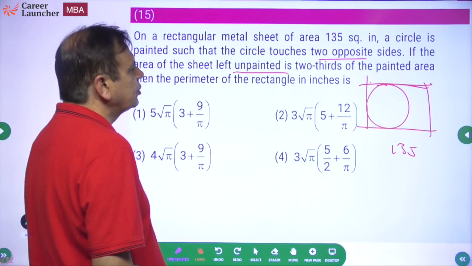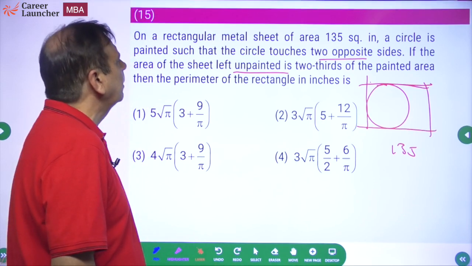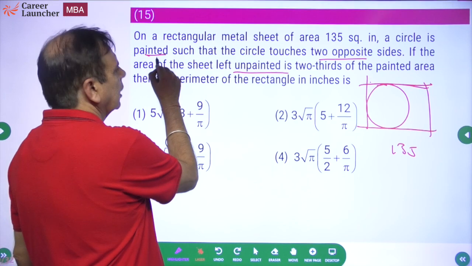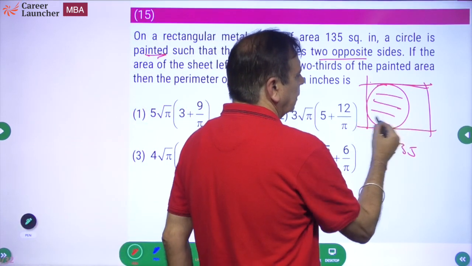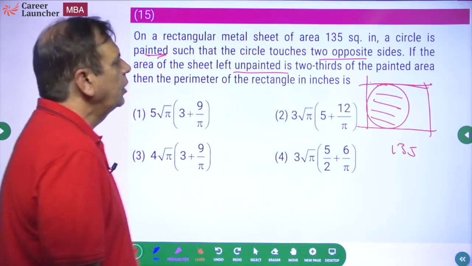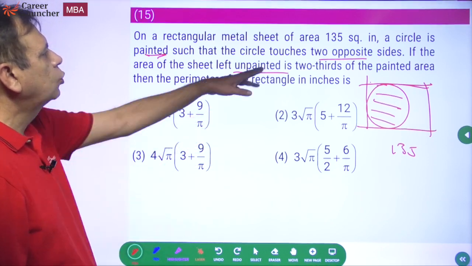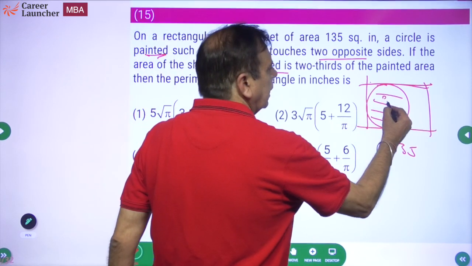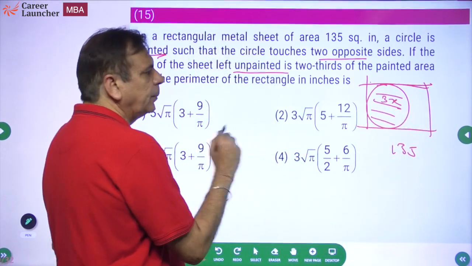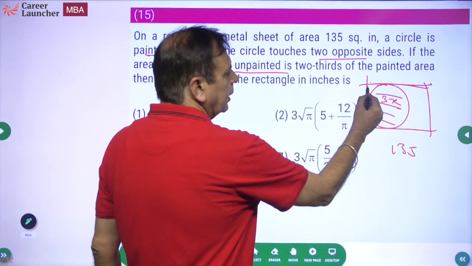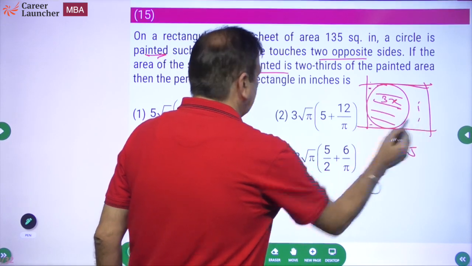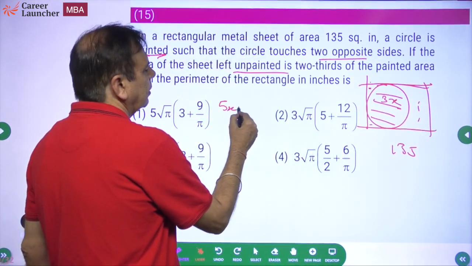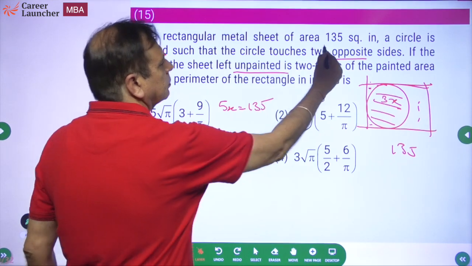If the area of the sheet unpainted is 2/3, what is the painted part? The circle is painted. So this circle is the painted part, right? He says the unpainted part is 2/3 of the painted area. So if this is equal to 3x, the unpainted part will be 2x. What will be the unpainted part? This one, and this area. So can I say 5x is equal to 135?